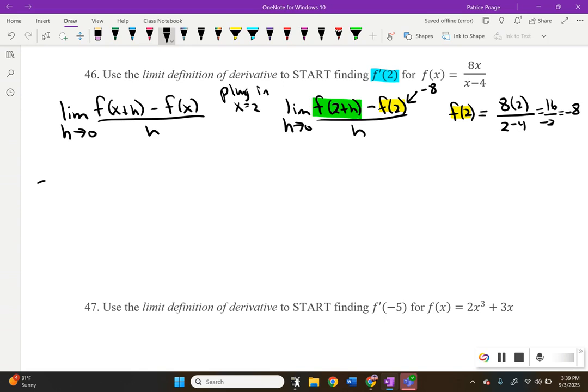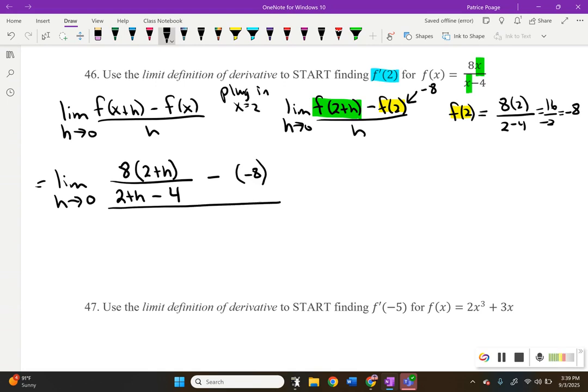So I'm going to have the limit as h goes to 0. For the green part, everywhere there's an x, which is one there and there, I'm going to replace it with 2 plus h. So I'm going to have 8 times 2 plus h over, instead of x, I'll have 2 plus h minus 4. So that's the green part. Minus f of 2, which we said was negative 8. And that's all over h.